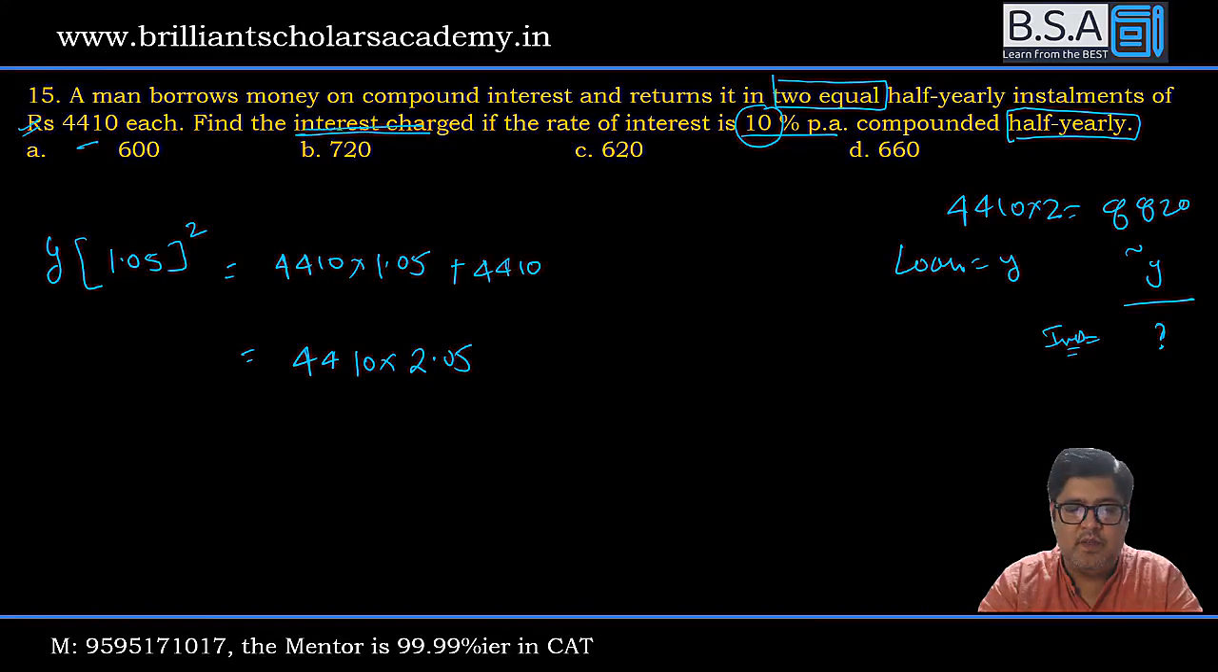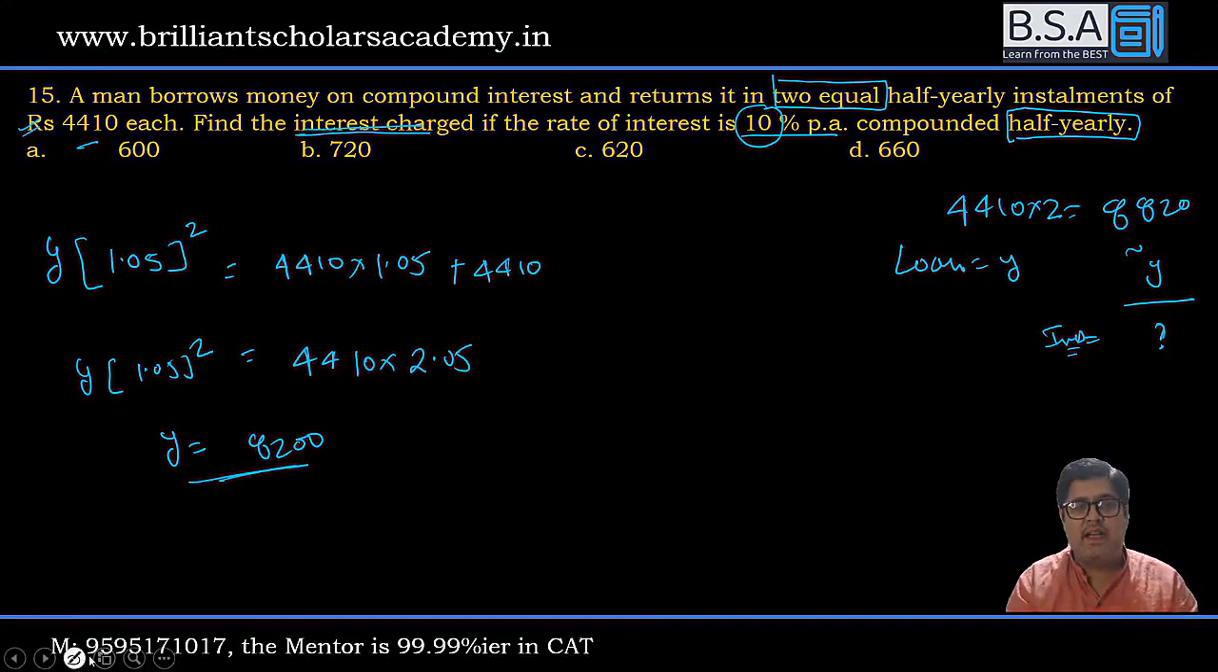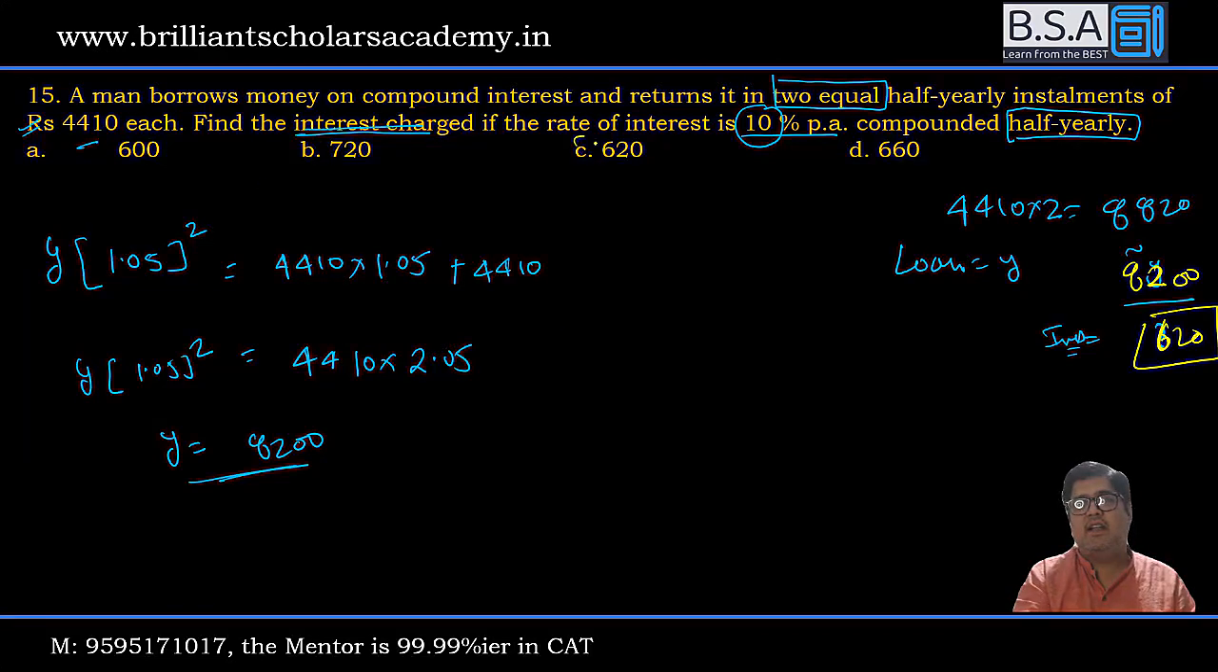1.1025. 4410 into 2.05 divided by 1.05 squared. So when I rearrange this, I get the loan amount as 8,200. So if the loan amount is 8,200, how much interest has been paid? 620 rupees interest has been paid here.